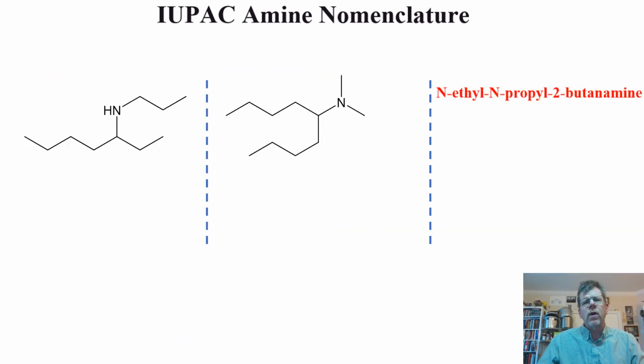So, some more complex examples of IUPAC amine nomenclature. We can start with the structure over on the left. The first thing we do, as always, is look for that longest continuous, remember, continuous carbon chain. That would be the one that I'm outlining in red here. So that's a 7-carbon chain.